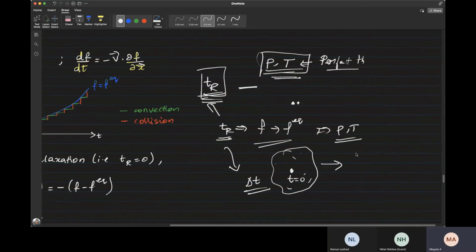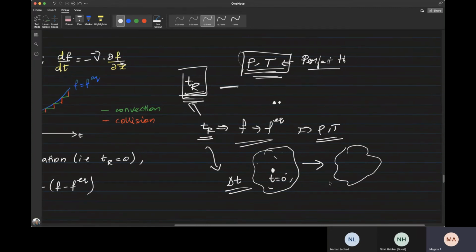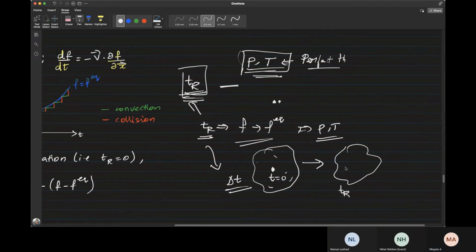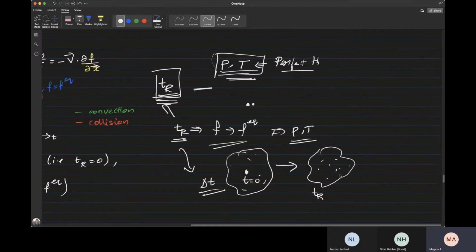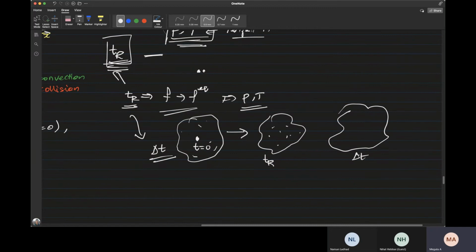Now, over time, the variables will evolve with some time TR. Then they'll go to equilibrium. After they go to equilibrium, we can measure pressure and temperature. But we don't measure pressure and temperature at this time TR. We measure them at a much larger time, say delta t. We are actually in the macroscopic scale, looking at them at a much larger time. So we can see the values of pressure and temperature in this domain at a later time.